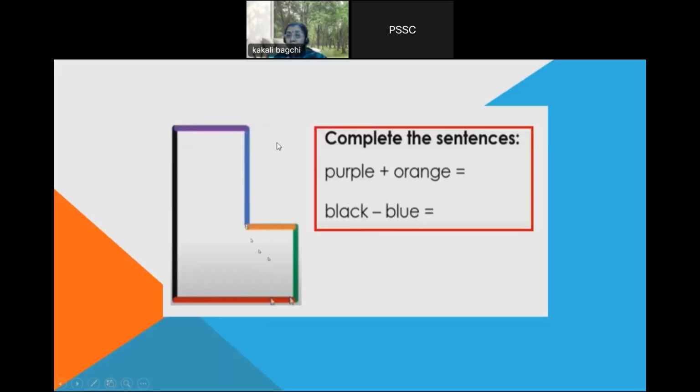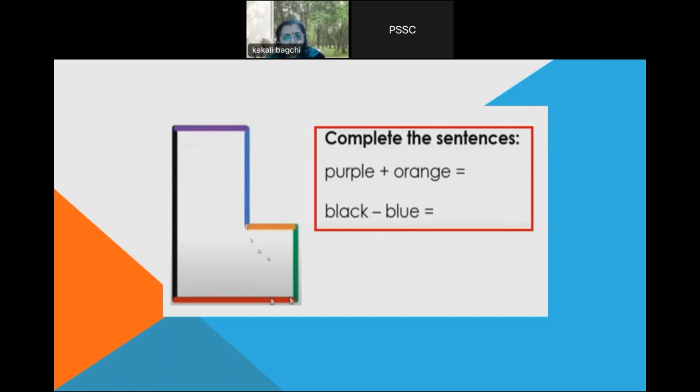My next question is, this is purple, this is orange. What is the length of the stick which is equal to the length of purple plus orange? Purple stick plus orange stick is equal to the length of which stick? Yes, red. Black minus blue. This is black, this is blue. Black minus blue is which one?